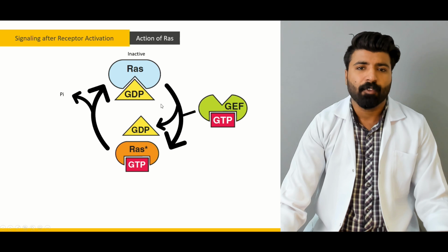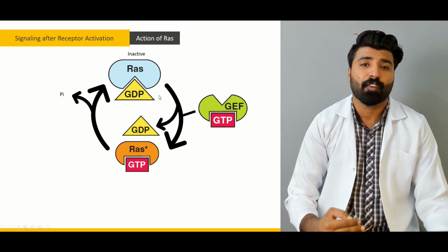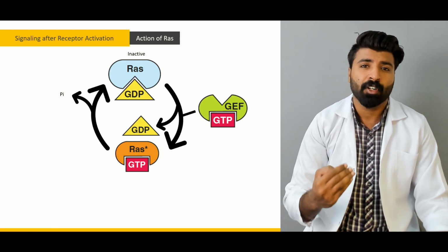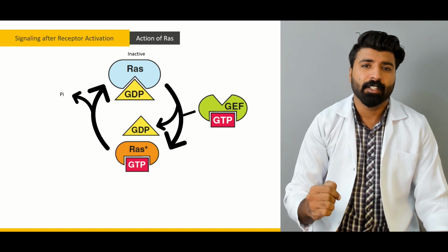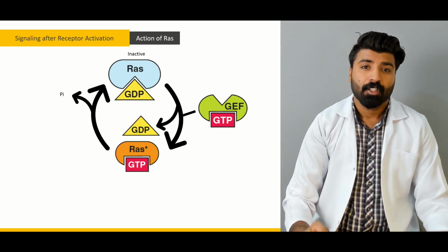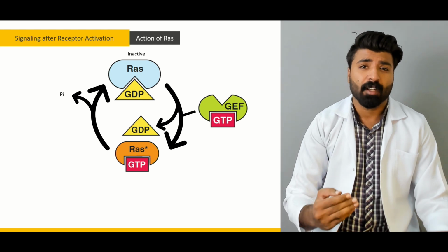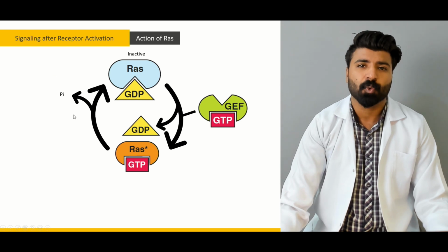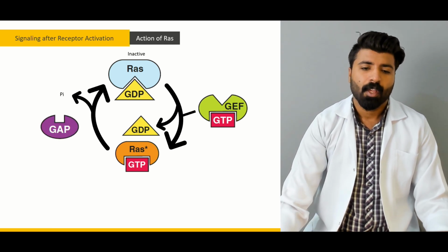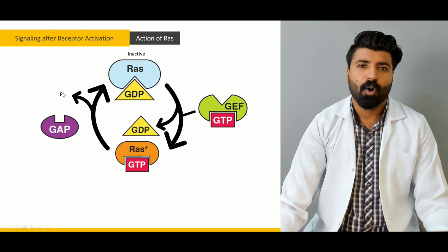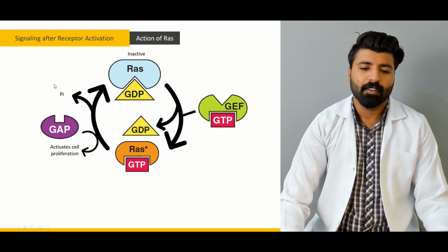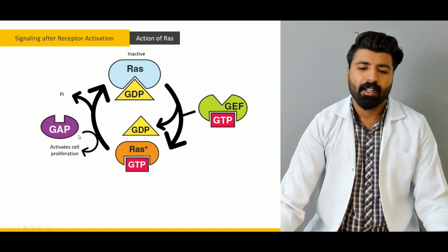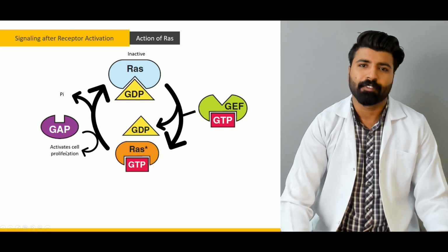So what we have to do in order to get it activated is to phosphorylate it, and in order to get it into the inactive stage, we have to dephosphorylate the phosphate group from GTP and convert it into GDP. And you can see this GDP will now get this phosphate group and get converted back into GTP, and this in the cell activates the cell proliferation.